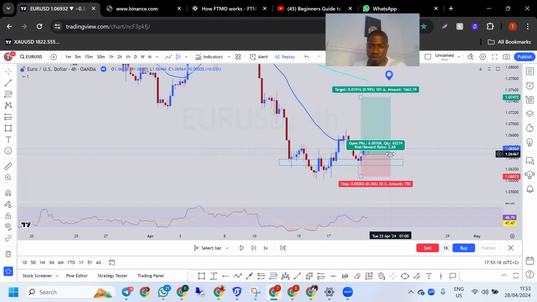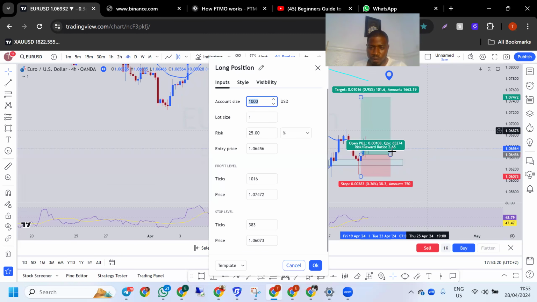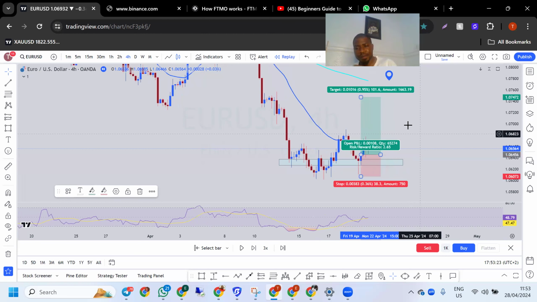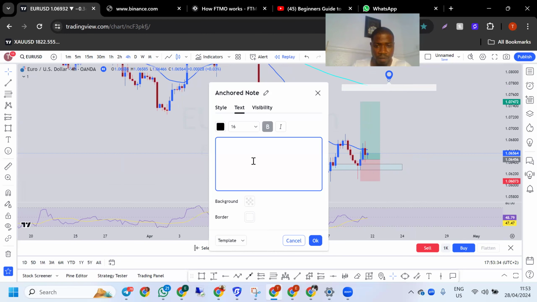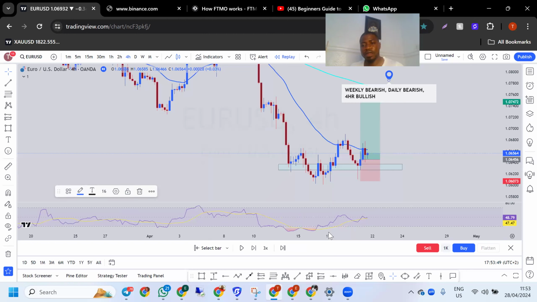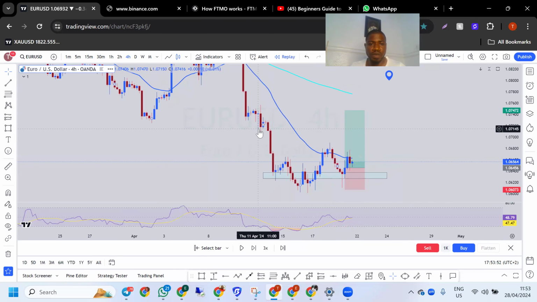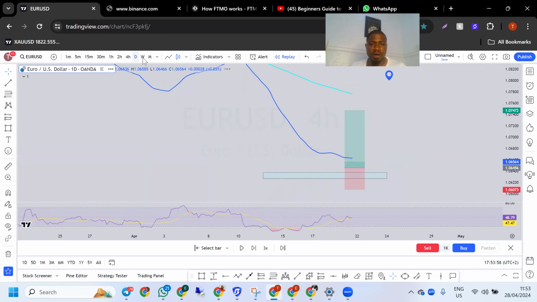Okay, I still took the second trade. But here you can see our trade there, what did I tell you? Our weekly bearish, daily bearish, 4-hour bullish. So this is the first thing you are going to take whenever you want to take a trade. The second thing I did was looking for my area of interest.